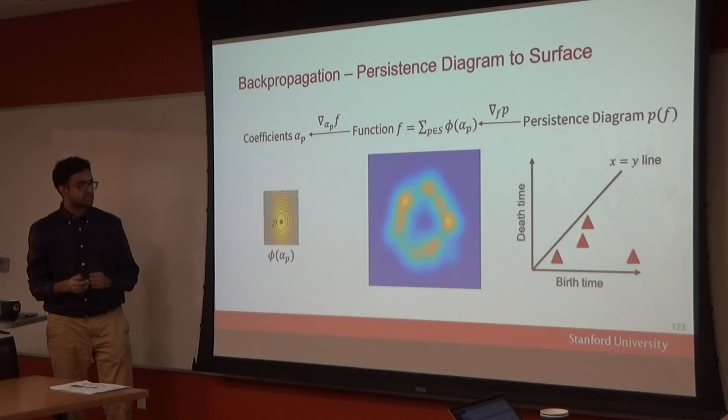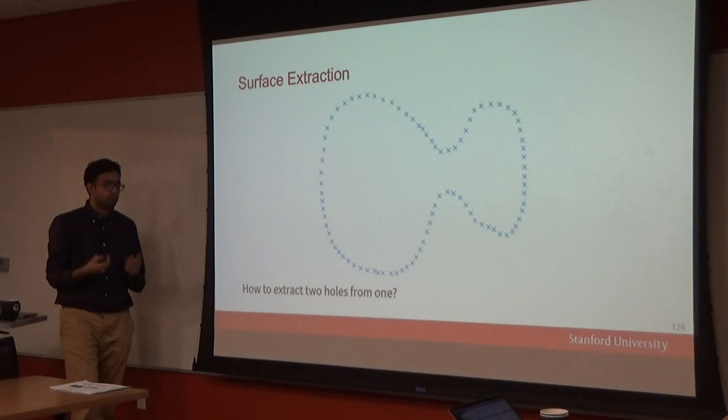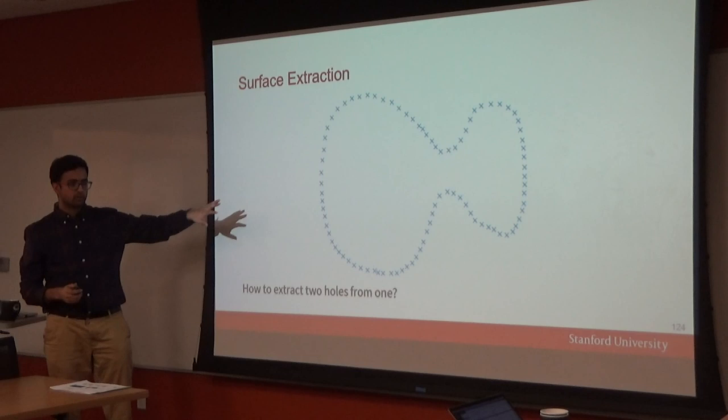So say I have a point cloud such as this. Now this has a very obvious single hole. But say there was some topological ambiguity, which is why I don't see points over here. Maybe my scanning technology does not allow me to see points over there. Then I want to be able to extract holes from this point cloud however I want to.